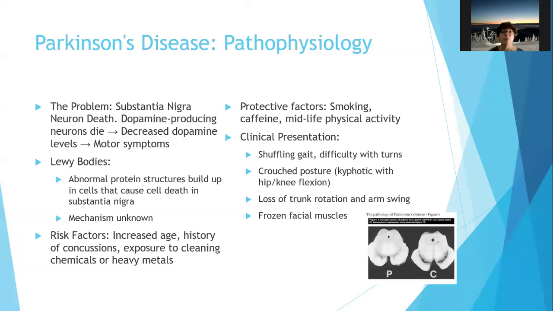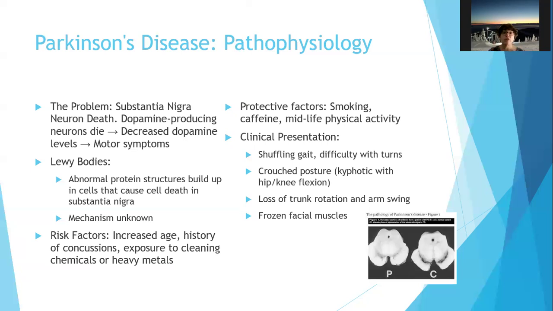Lewy bodies are abnormal protein structures that build up in the cells that cause cell death in the substantia nigra, and the mechanism of that is unknown as well. Not everybody with Parkinson's has Lewy bodies. They show up on imaging, but not everybody has them.